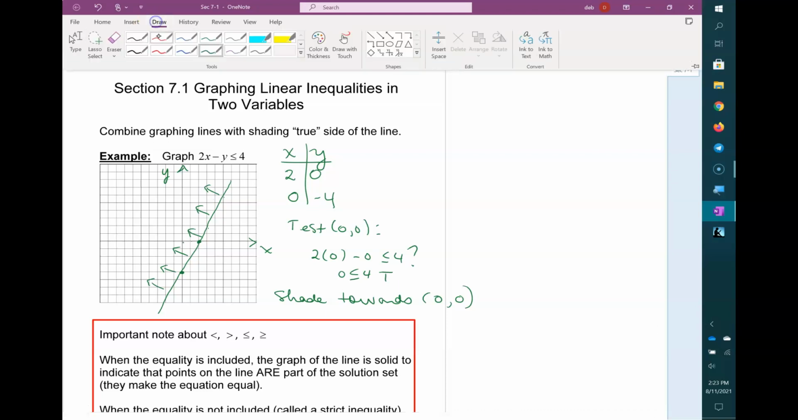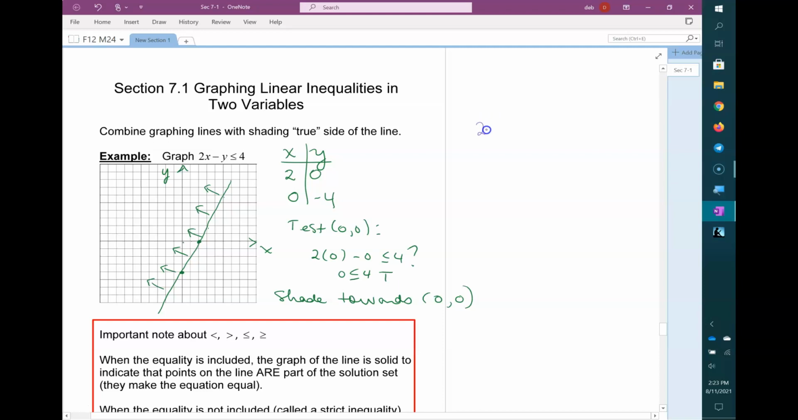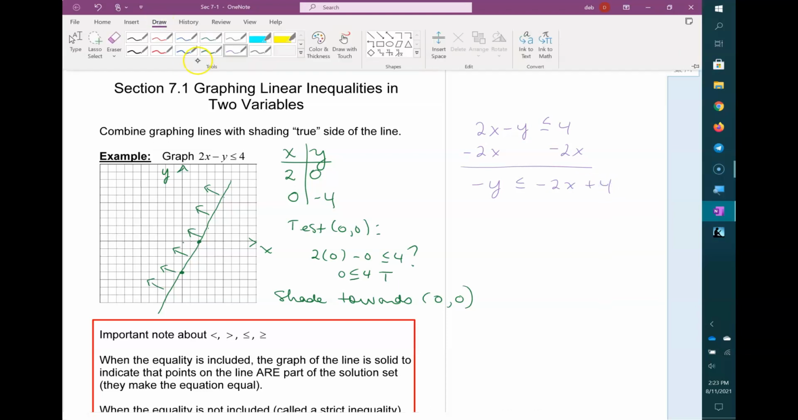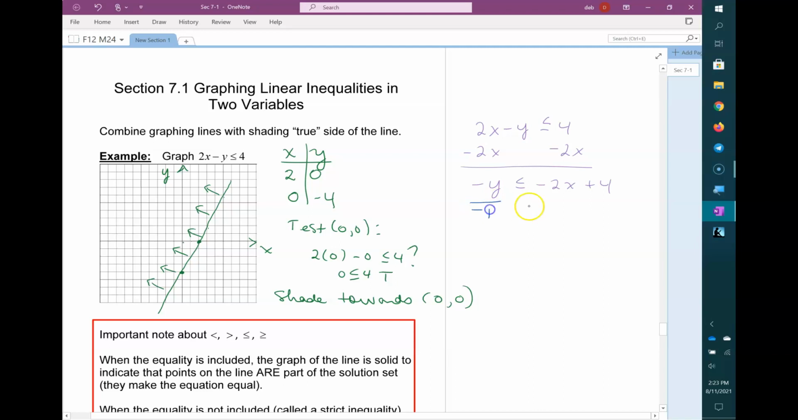So the other way you could do it is to solve this equation for y by subtracting 2x from both sides, and get negative y is less than or equal to negative 2x plus 4. Then I'm dividing by a negative number, so that means the direction of the inequality will reverse, and I'll have y is greater than or equal to 2x minus 4. So when I have it written this way, I can see that I need to shade above, and so I get the same result.